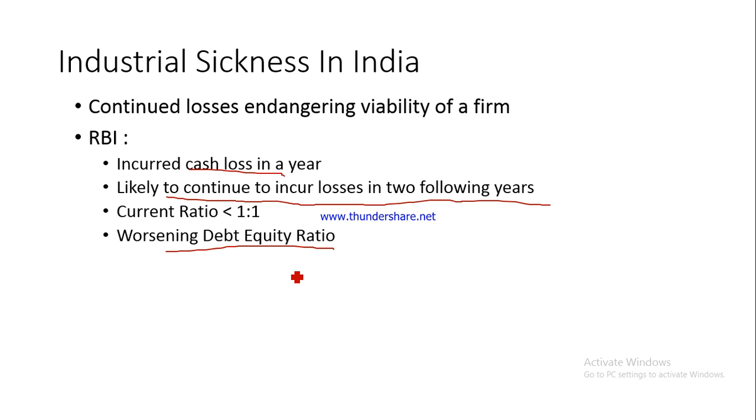let's say, what do we mean by worsening? Let's say it becomes 4:1. Now this is a sign of excessive debt, and this is a sign that the particular firm is not doing well. It is basically sick, and it may not be able to survive for a long period of time.